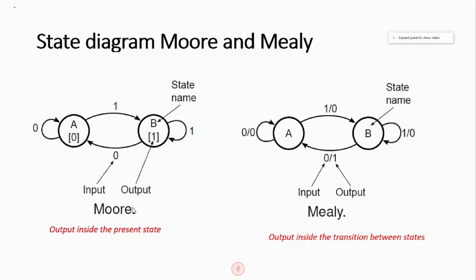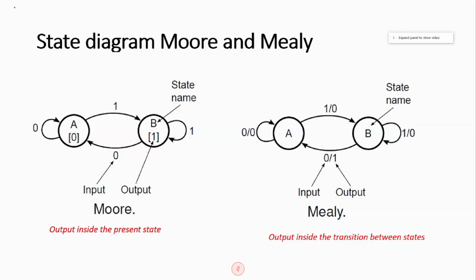Now, as for Mealy, the output, now the state is clear. There's nothing inside the state, A and B. So this A is the name of the state, okay? We name it as A and B. Sometimes in a vending machine, you say S0, S1, S2, S3, S4, S5, or whatever is suitable to describe the top level that you want to design.